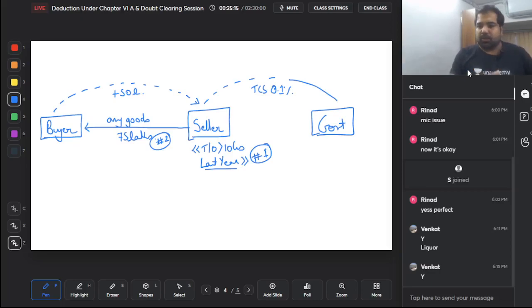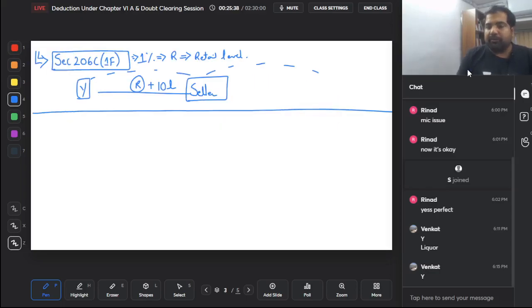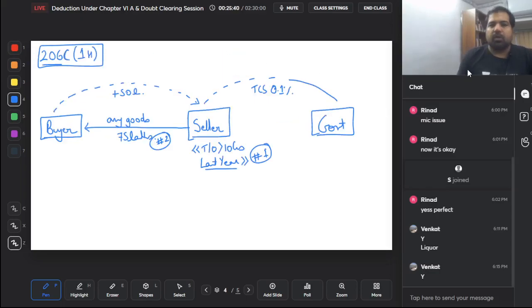So let's say he collects one shot the entire amount. So on 75 lakhs, no. Minus 50 lakhs, yes. So on 25 lakhs, 0.1%, that is he will collect 2,500 and pay to the government. Guys, this is a section called 206C 1H. H is high value, and for car it was 1F. F is fancy car. So this is 206C 1H.